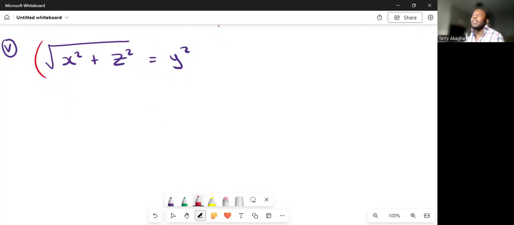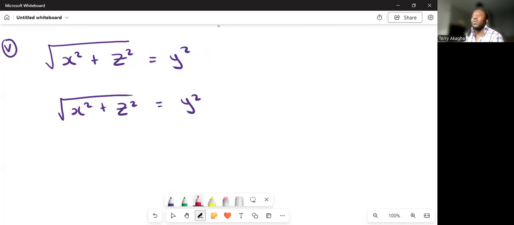So I have to get rid of the square root by squaring both sides. So this is going to cancel that. Let me write it down here. I know students do take notes, so they won't get confused. So we have the square root of x squared plus z squared is equal to y squared.